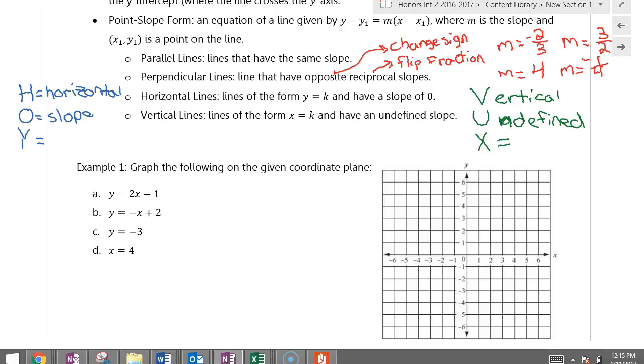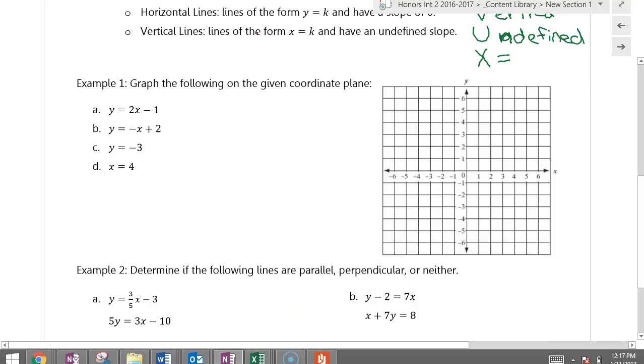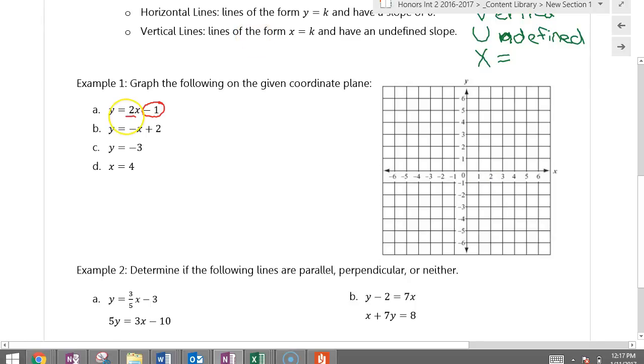All right, so let's look at example 1. Example being these lines. So, looking at A. When we have something in slope-intercept form, we're always going to start with our y-intercept. So I'm going to start at -1. Then we have our slope, which is 2. Remember, slope is rise over run. So it's going up 2, and since this is just a number, it's really 2 over 1. So every 2 it goes up, it goes over 1.